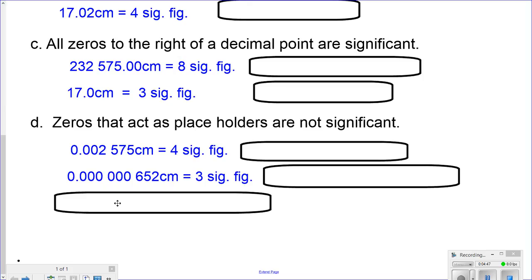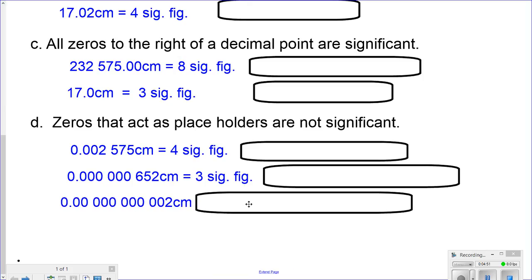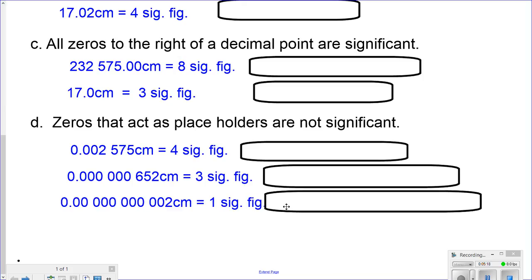Last example. It's a large number with a lot of zeros. 1, 2, 3, 4, 5, 6, 7, 8, 9, 10 zeros, but they are to the right, yes, of a decimal point. However, they do not count as significant because the first non-zero is here, 2. So this sample has only one significant figure.